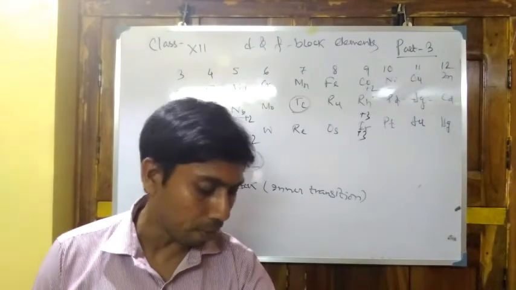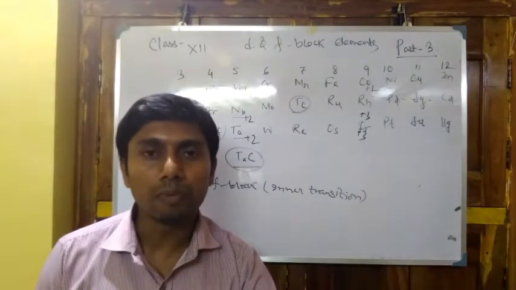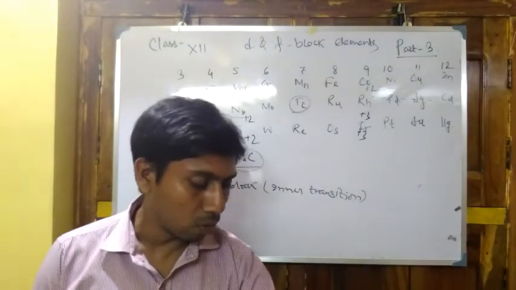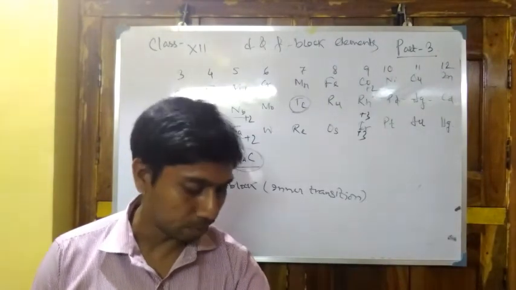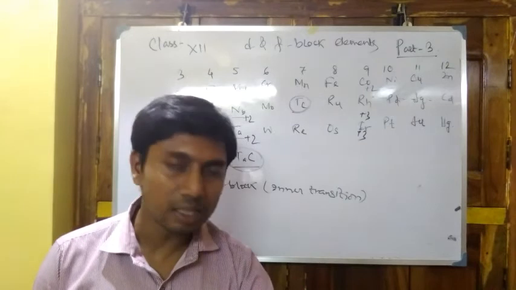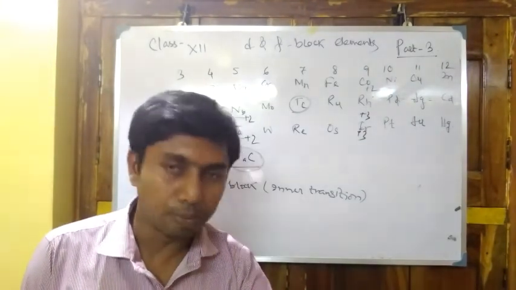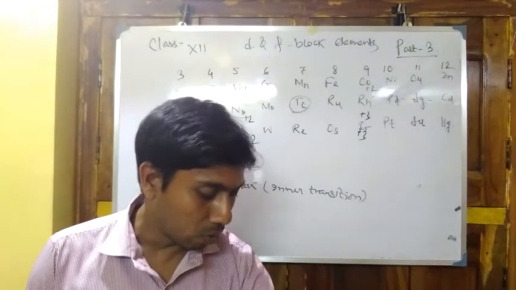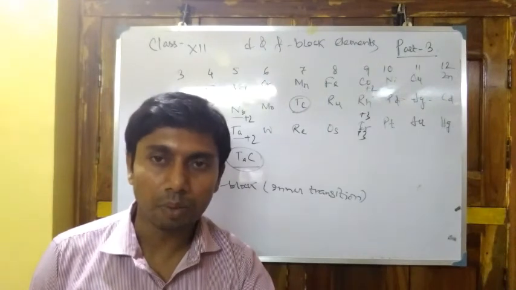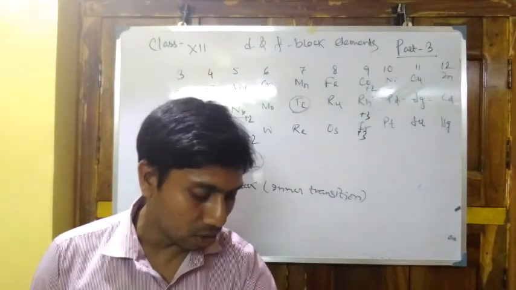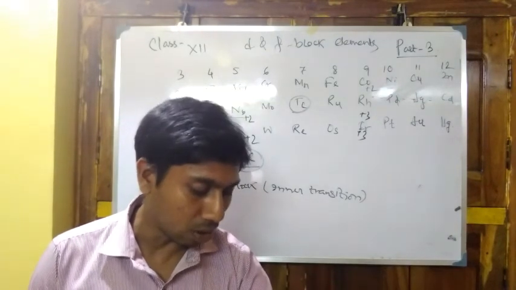Next one is Benedict's solution. It is a mixture of copper sulfate, sodium citrate and sodium carbonate. It is also used to differentiate between aldehyde and ketone. Nessler reagent is the alkaline solution of K2HgI4 and it is used to test the presence of ammonia. What is Lucas reagent? It is anhydrous zinc chloride plus concentrated HCl, and it is used in the differentiation of primary, secondary and tertiary alcohols.